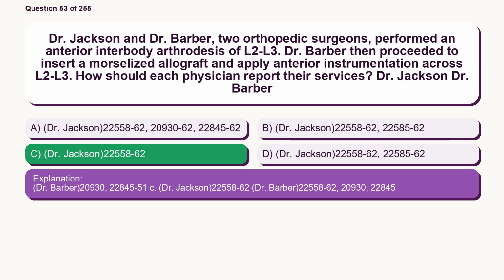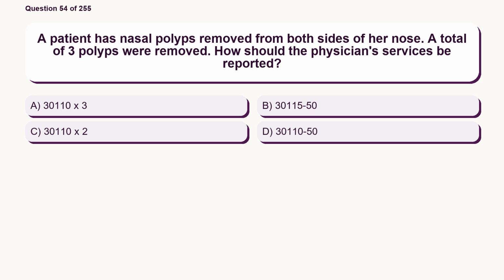22,845. Question 54. A patient has nasal polyps removed from both sides of her nose. A total of 3 polyps were removed. How should the physician's services be reported? Option A, 30,110 x 3. Option B, 30,115 to 50. Option C, 30,110 x 2. Option D, 30,110 to 50.